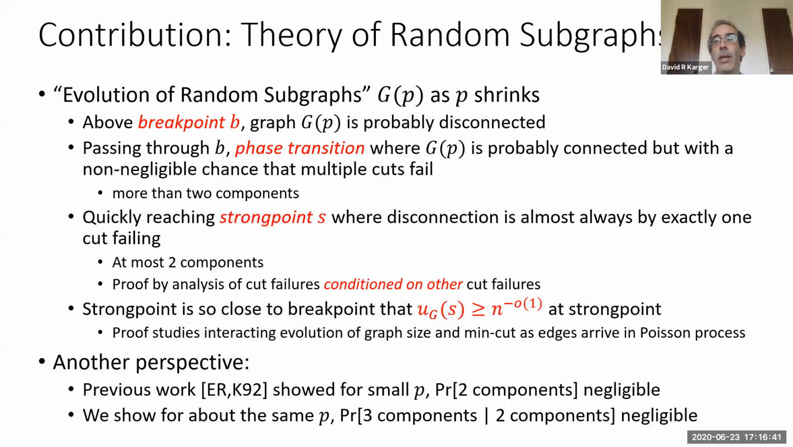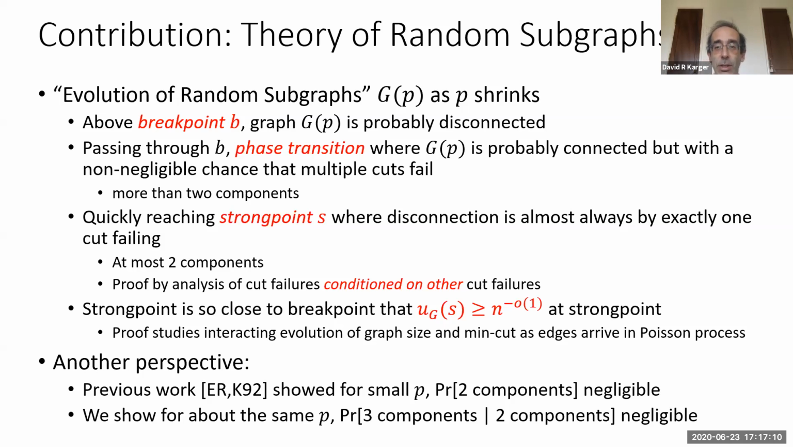So when you get disconnected, it's almost certainly by only one cut. And this is the meat of the paper, proving this using an analysis of the failure of cuts in the graph conditioned on the failure of other cuts in the graph. And so what we prove is that this strong point, where you only have one cut failing, is very, very close to the breakpoint.